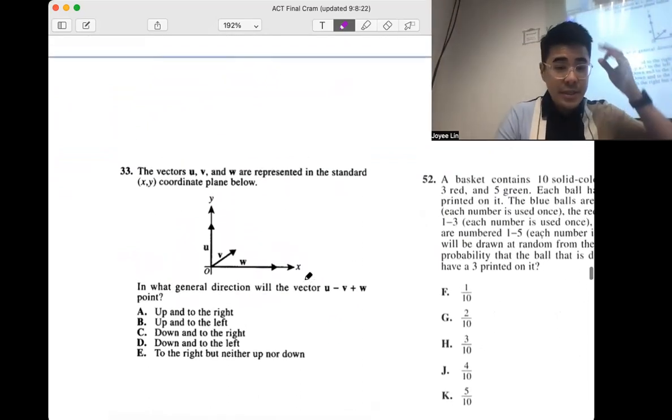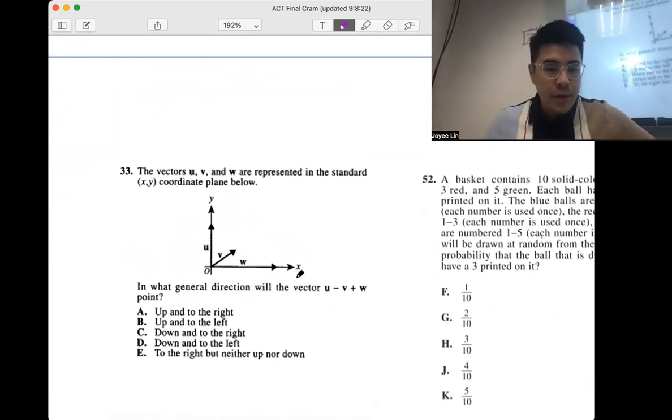Literal vector addition. If you want to do vector addition, we do tip to tail. So if you want to do U plus V plus W, you literally stack them in that order. So then it'd be U goes here, right? Plus V, I literally just stacked V over there, right? Plus W. Plus W means this is my final picture, right? U plus V plus W. So if I start here, I end up and to the right.